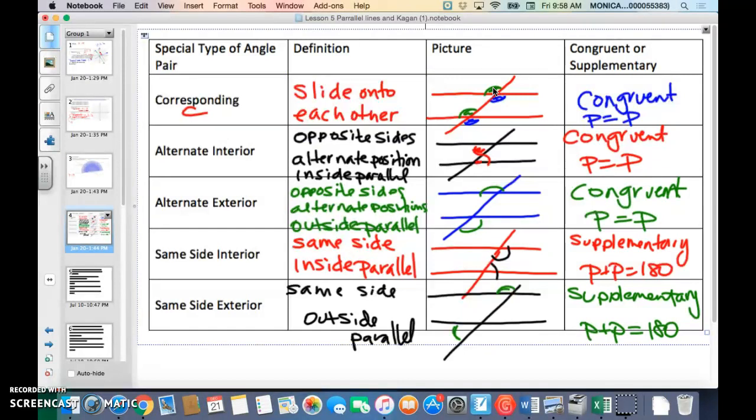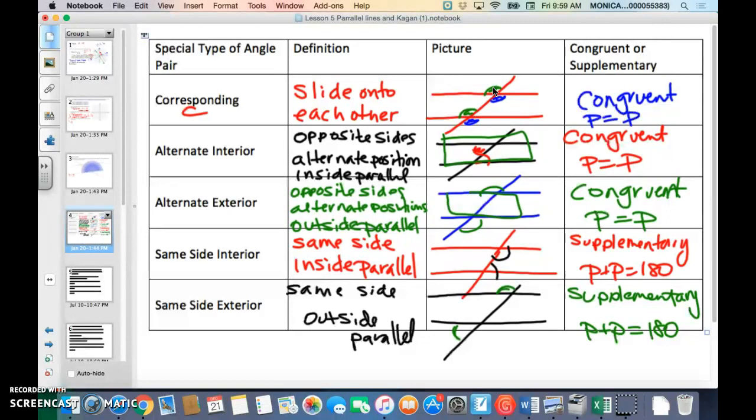Alternate: the word alternate means alternating sides, opposite sides. So they're on opposite sides, alternate positions inside the parallel lines. If you were to draw a box around the parallel lines, alternate interior angles would be on the inside of the box. They are congruent to each other, so you'll be setting up the equation part equals part. Exterior is the same as interior, except they're outside the parallel lines. If you were to draw a box around these parallel lines, they're outside.